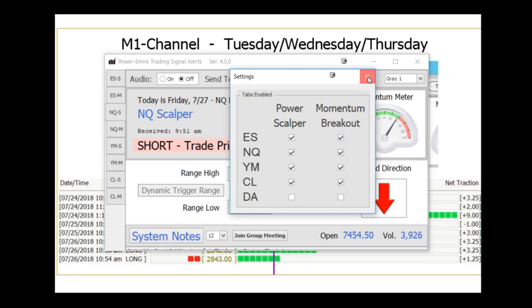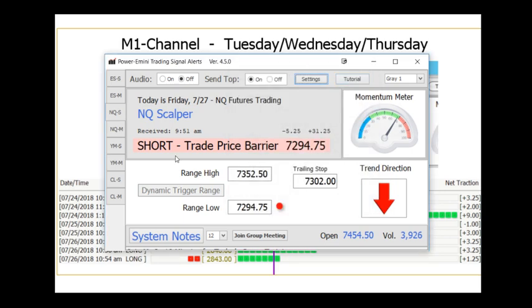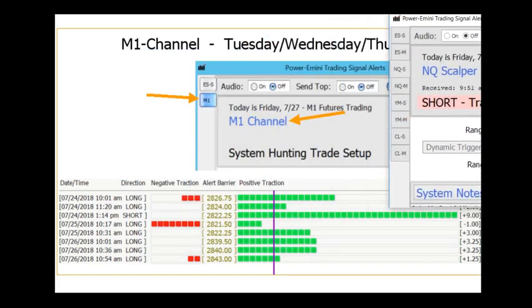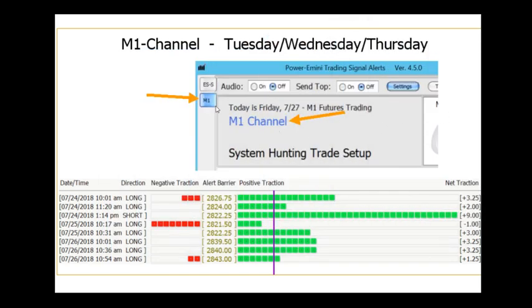That's how that works. So with the M1 channel, which is turned off right now, the M1 channel comes on Tuesday, Wednesday, and Thursday, first 3 hours of the session. I am trading right in there with you, and I'm sending out market commentary and also trade commentary. What's going on?